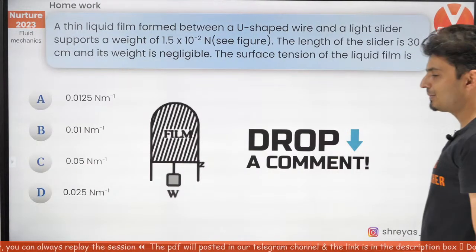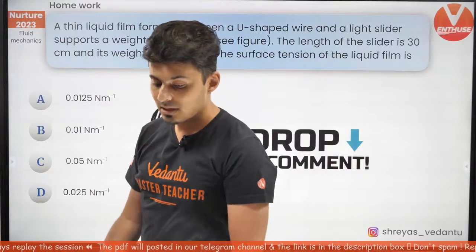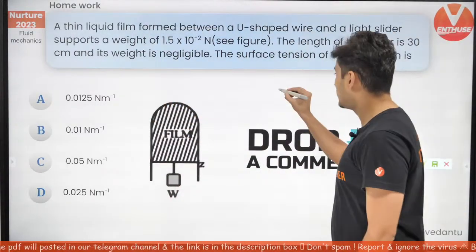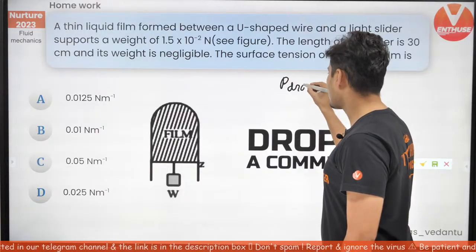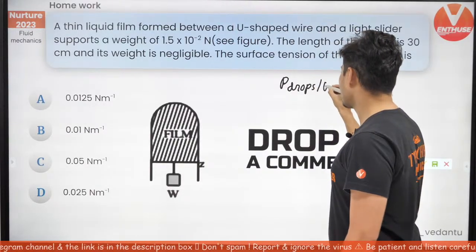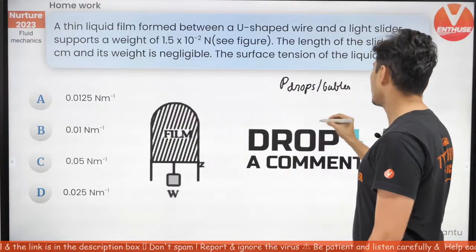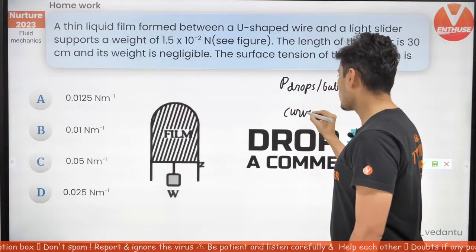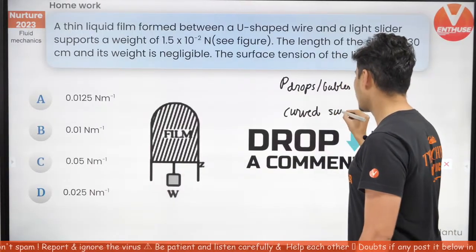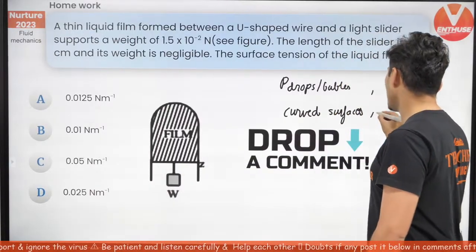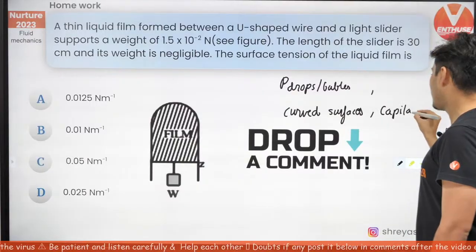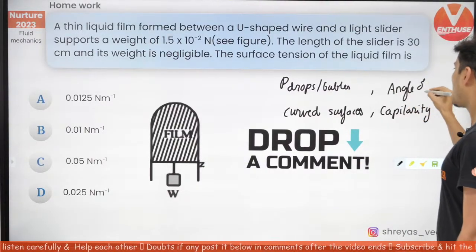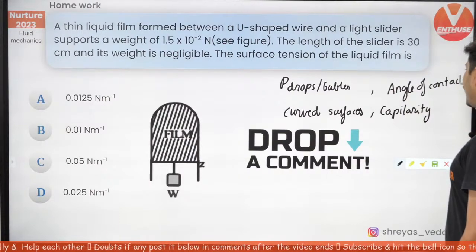Oh yes, the chapter is over. I mean, this part is over. Now what are we going to do next time? Let me tell you that. Next time we are going to do pressure in drops and bubbles, and pressure difference across curved surfaces. And yes, we are also going to do capillarity, and also angle of contact. That's what we are going to do in the next few classes.